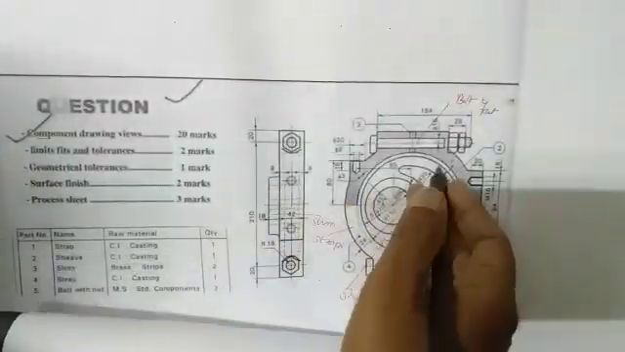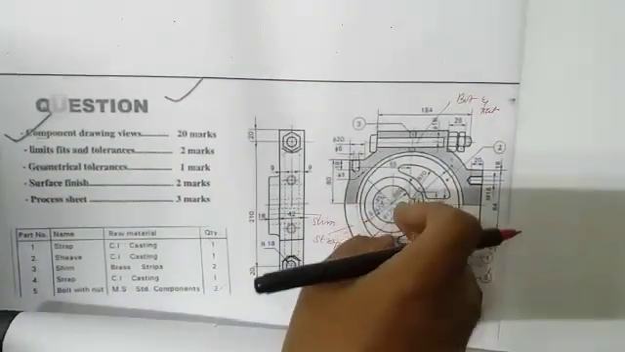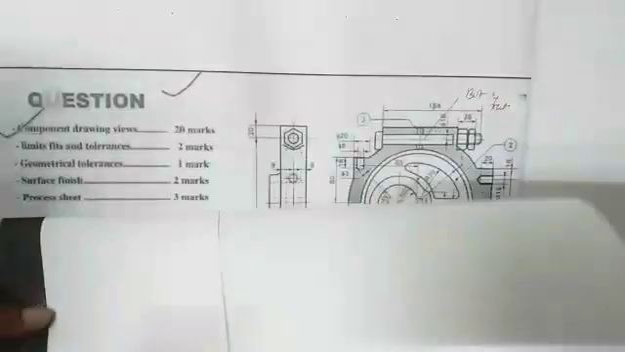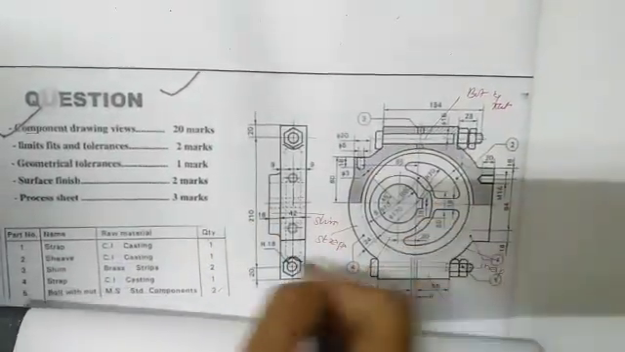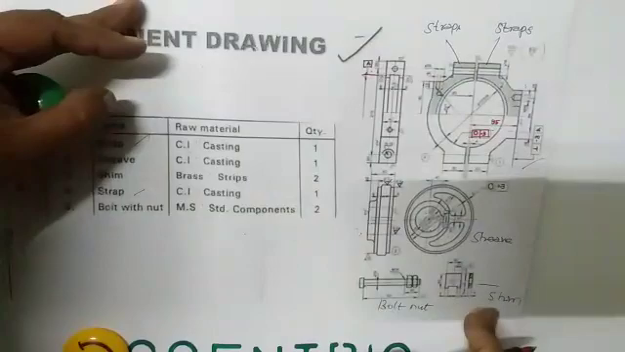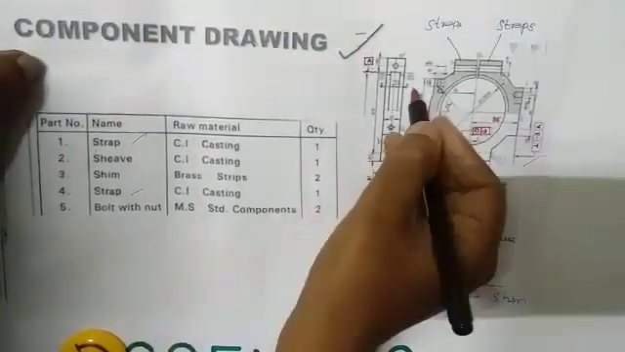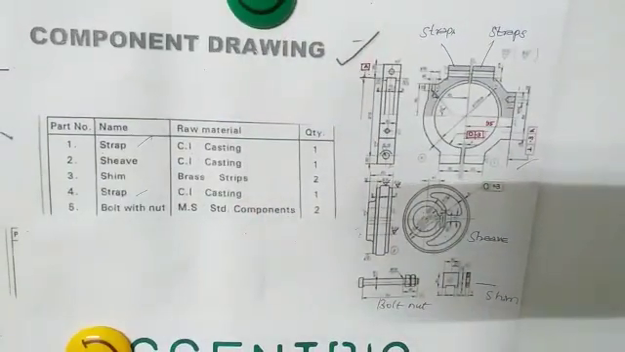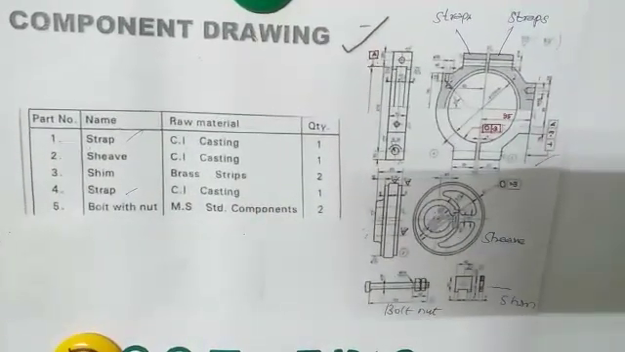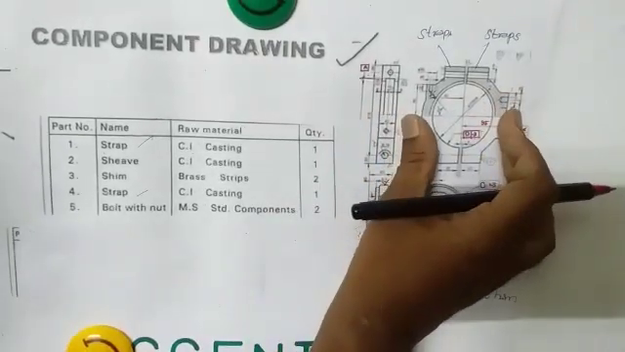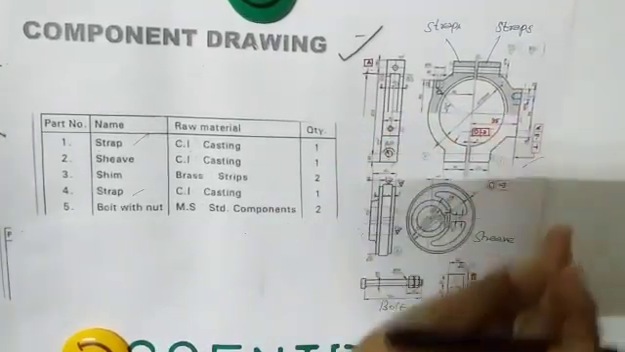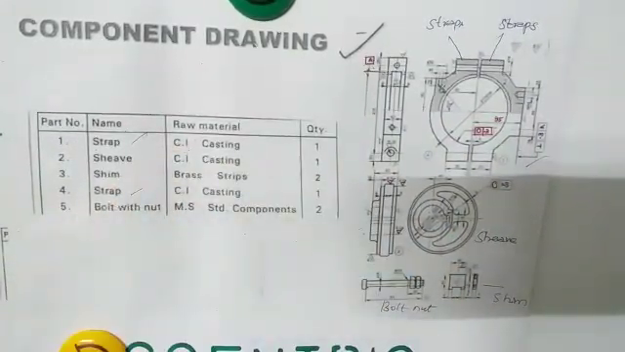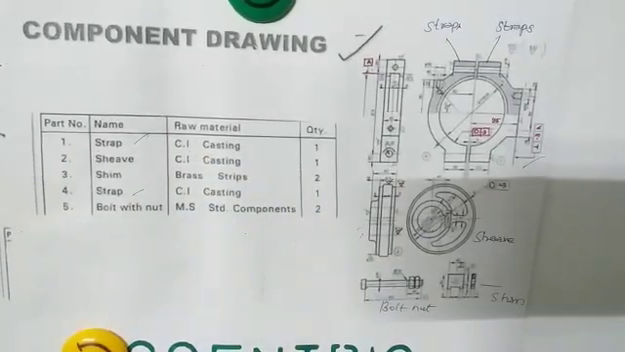Then the next inner portion, you just have to draw as it is. That is called the sheave. This is the side view. Then obviously there is the bolt and nut. Then the shim is given here. So this is the shim, and that completes our component drawing. Let us explain once again. These are the straps, this is the sheave, this is the bolt and nuts, and this is the shim. Very easy to draw. So the component drawing is completed.